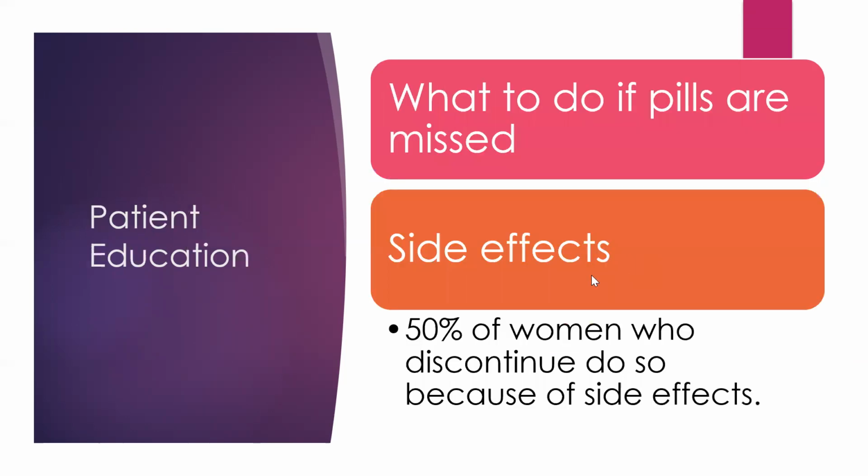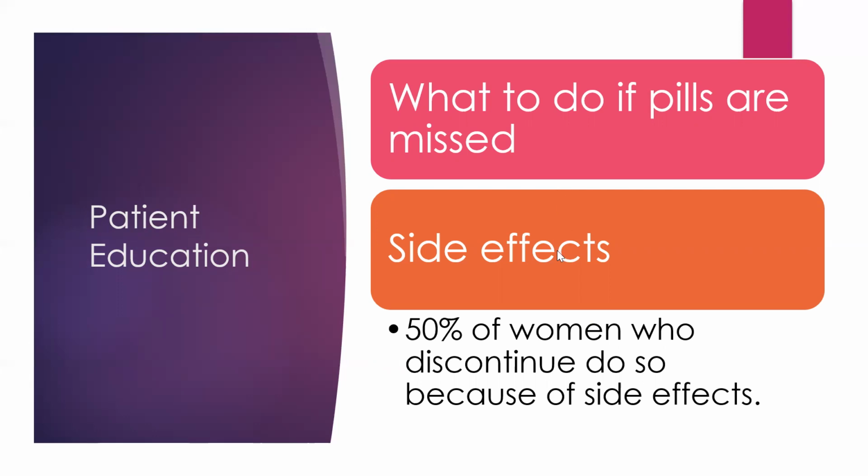So for patient education, the big thing that we want to educate them about is what to do if pills are missed, and then side effects. These are going to be specific to which medication they're taking. As far as education, we also want them to know the reason for taking the drug. Is it for contraception, or if we're giving it for one of those off-label uses? And then we want to talk to them about any adherence issues. Are they showing up to their appointments when they're scheduled? Are they filling their prescriptions every 30 days?